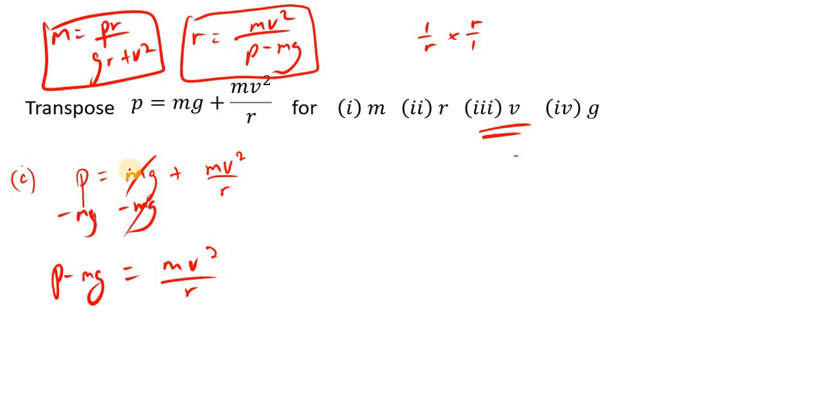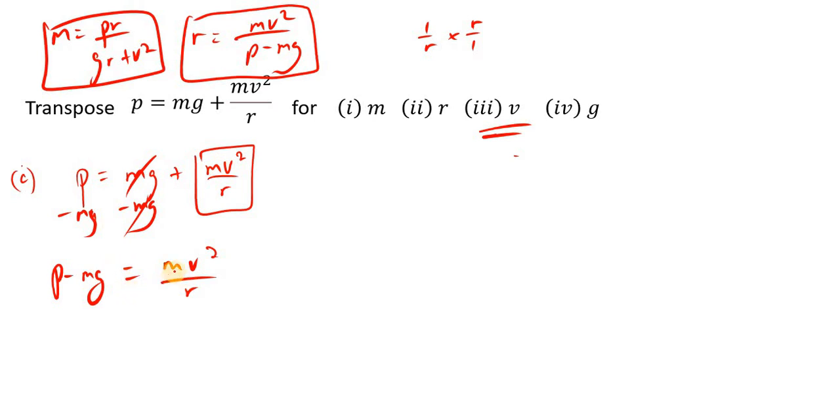Now the reason I was able to get rid of mg, because mg is actually added to the entire remaining expression, right? Mg is added to mv squared over r, which is a fraction. So whatever is affecting everything else, we can actually remove first. And that's something we want to also bear in mind.